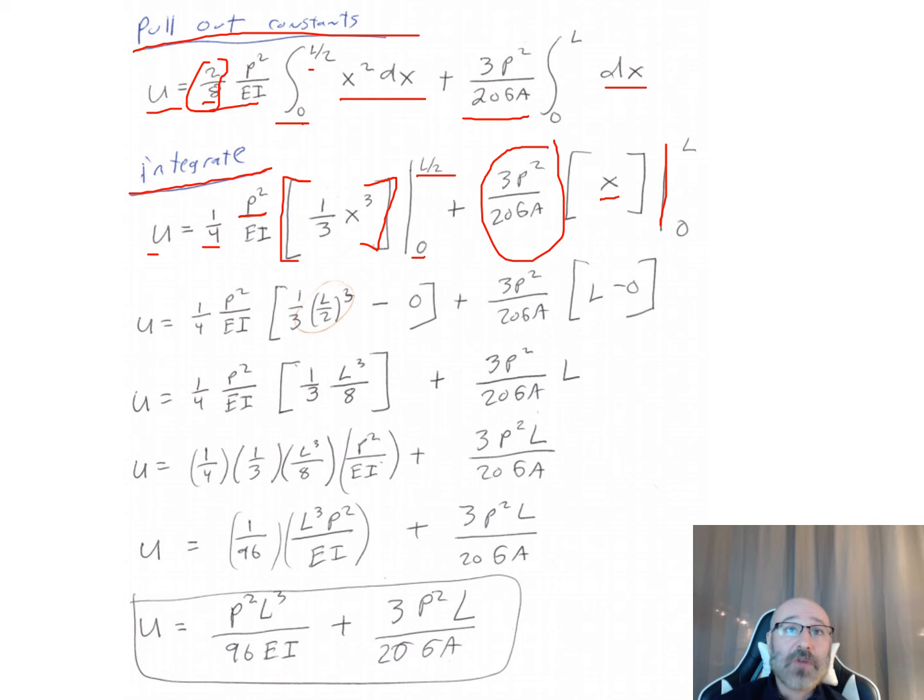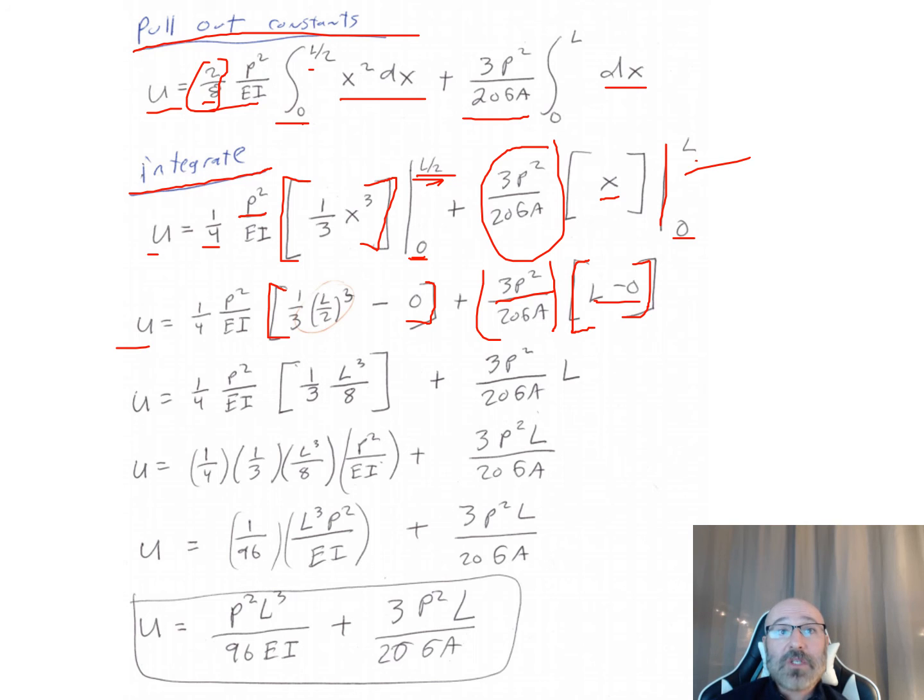So let's move things around and distribute these through. And what we end up with is U is equal to 1/4 P squared over EI times 1/3. Now this is L over 2 cubed minus 0 when we plug those in. Plug in our limits right there. Plus, now we deal here, here's our constants, our 3P squared over 20GA, times now L minus 0 when we plug these guys in.